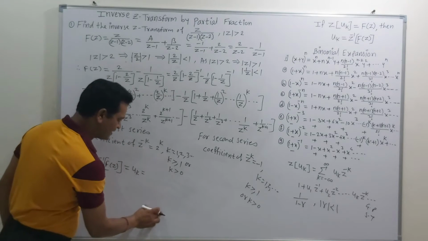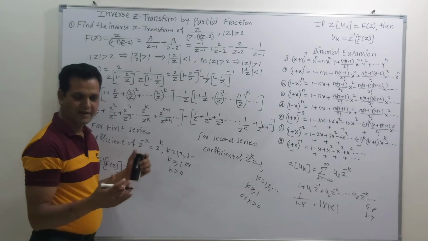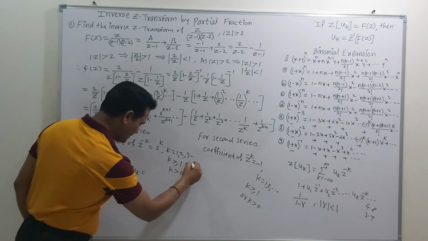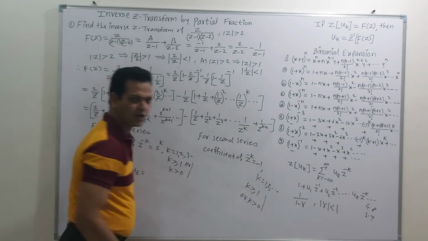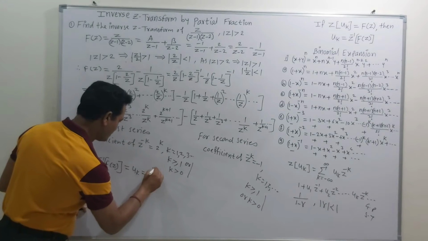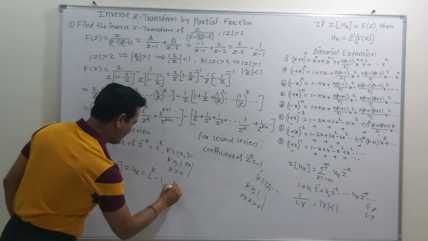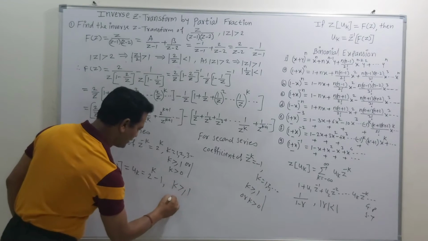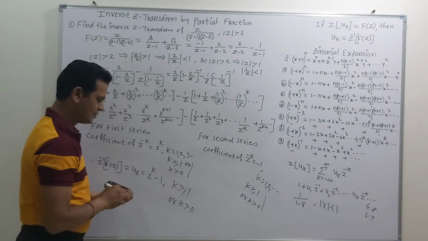So while writing the answer, check the condition on k. If the condition on k is the same, then we can combine these two answers. So here the condition on k is greater than or equal to 1. Here also k is greater than or equal to 1. That's why we combine these two answers. So the answer is 2 raised to k minus 1, where k is greater than or equal to 1, or we can write this as k is strictly greater than 0.